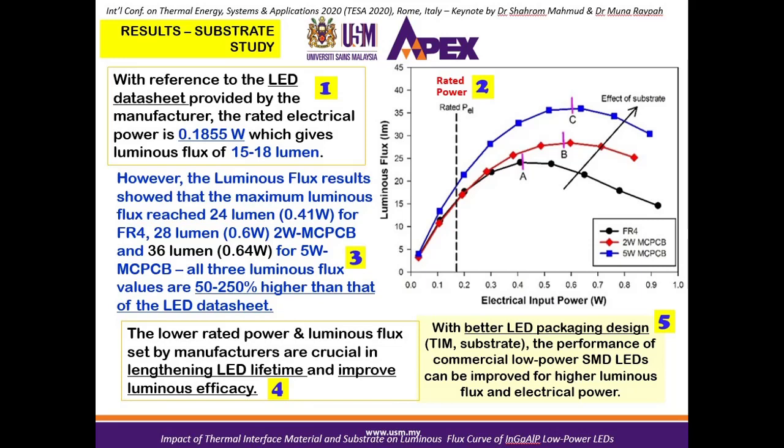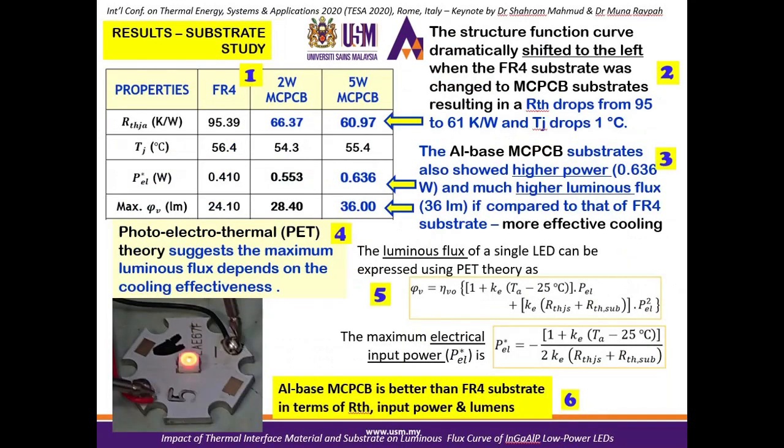So from these results, we can see that the LED package performance can be determined by the choice of the substrate. If you choose a metallic based substrate, then you can have a much lower thermal resistance, which has the benefit of producing a much higher luminous flux. The results from previous slides can be compiled in this table.